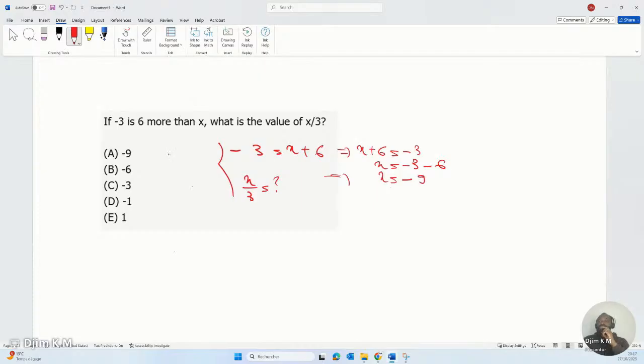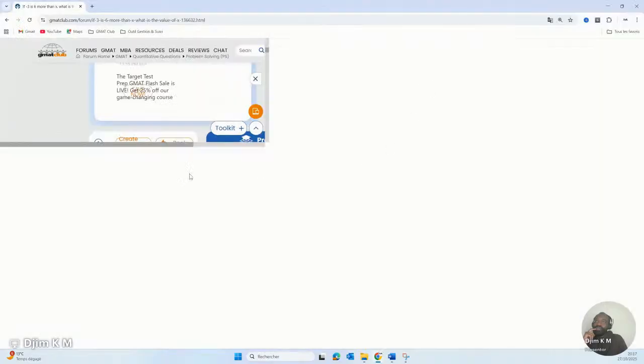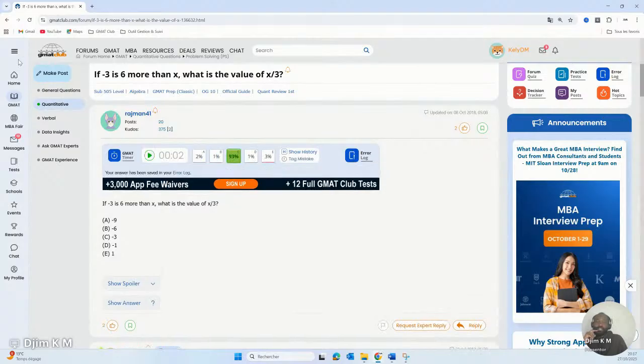So we are simply going to replace x here. So x over 3 will be minus 9 over 3, which is minus 3. Answer C. Is that the correct answer? Right. So that's the correct answer.